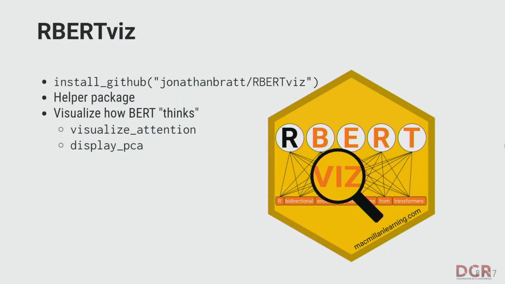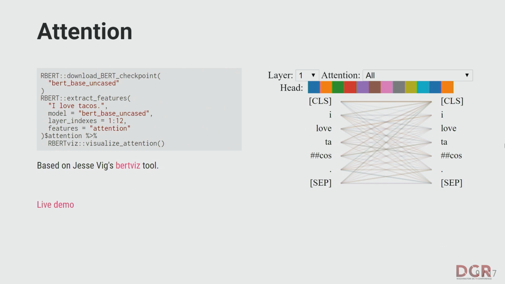All right, and then we also made RBERT Vis. This has basically two functions, visualize attention and display PCA. We're going to be looking at those because the reason we made this package is it lets you see how BERT is thinking, which, again, will make more sense in a second. So, all right, attention.